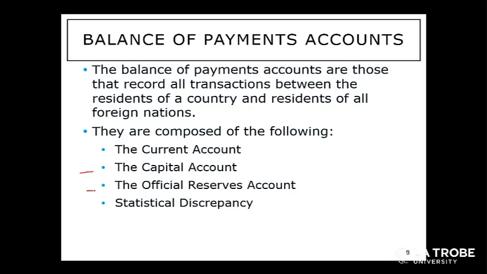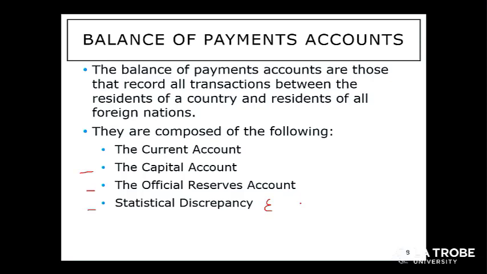The official reserves account is there to record transactions done by the central bank. So anything to do with foreign reserves, when we buy the USD, for example, for our reserves. And the final account is for any error recording, right? So anything to do with any discrepancies between the 3 previous accounts.